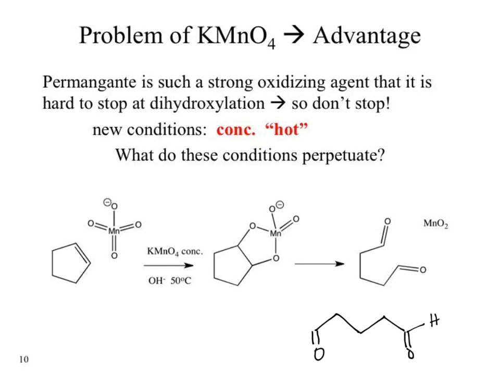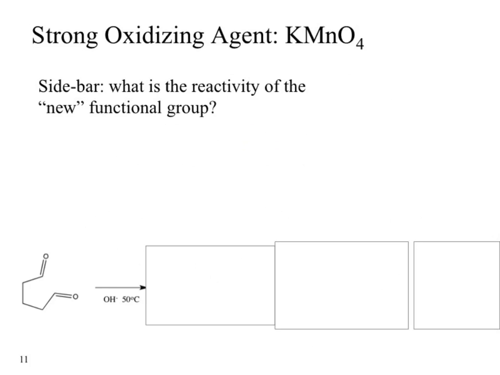Permanganate will continue to oxidize as long as it can. So under this circumstance, guess what happens? It will continue to oxidize. How it oxidizes becomes the next question. So let's evaluate that and pause for a moment. What's the reactivity of our new functional group? What reactivity do you see in this structure?